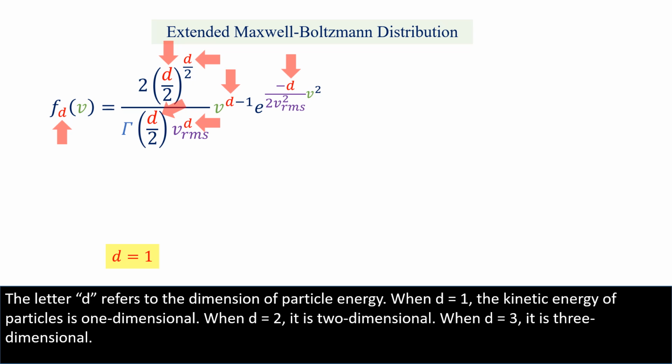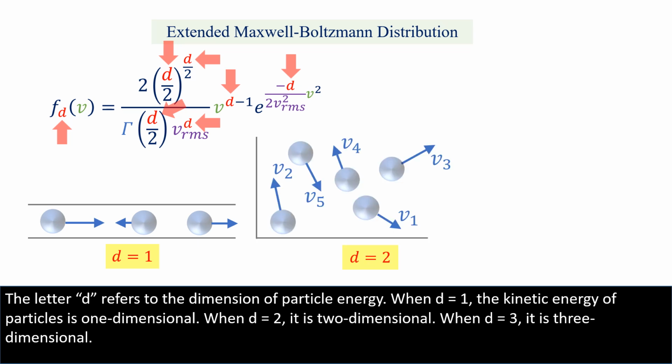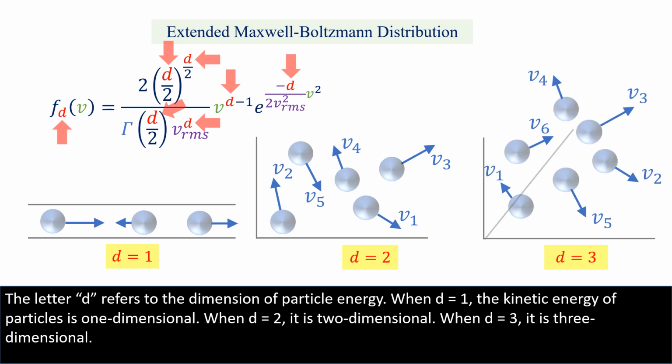When d equals 1, the kinetic energy of particles is one-dimensional. When d equals 2, it is two-dimensional. When d equals 3, it is three-dimensional.